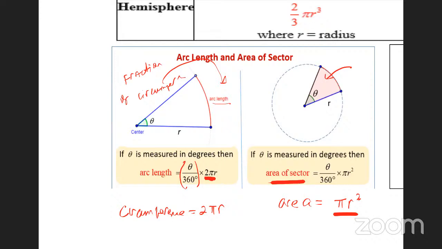Yeah? All right, so we're going to try to apply these now. We'll stay away from the questions that have speed and time in them. Let's start with some area and volume.